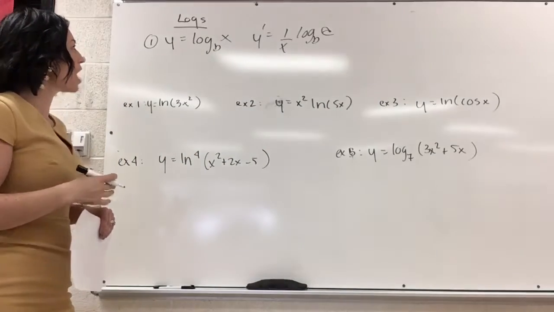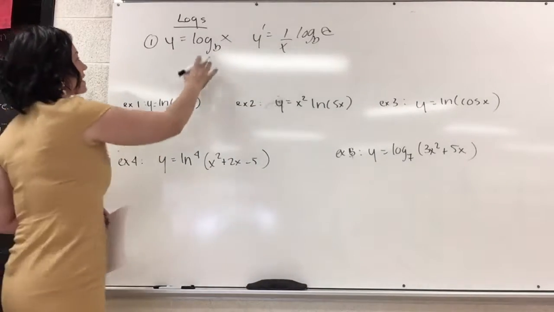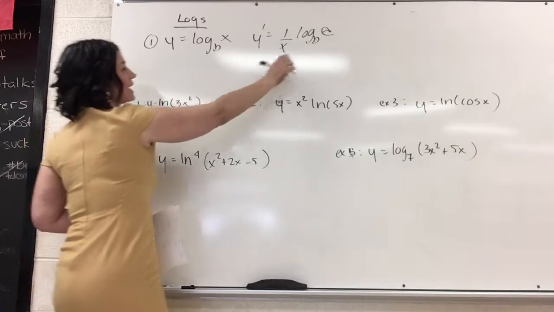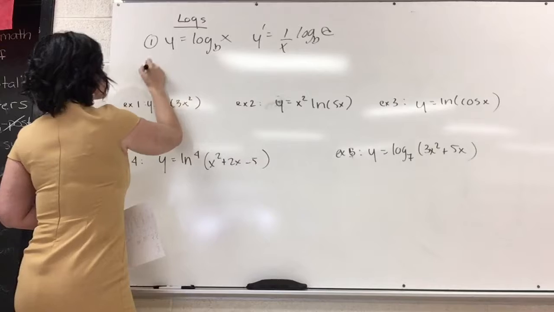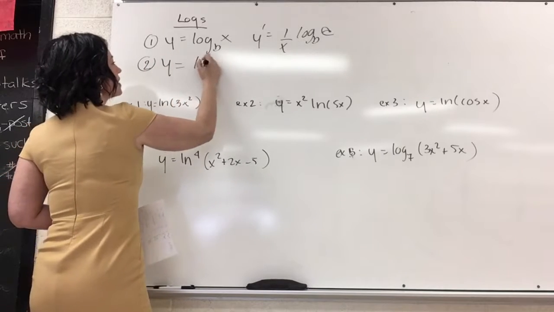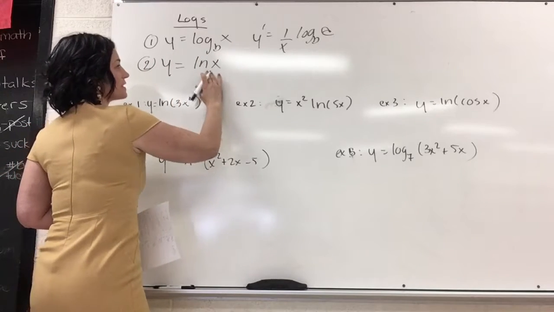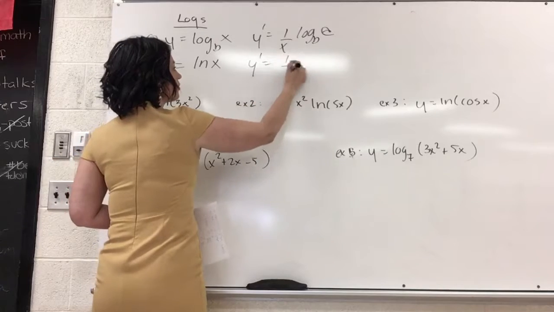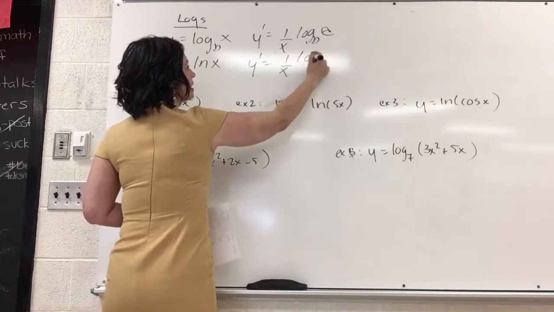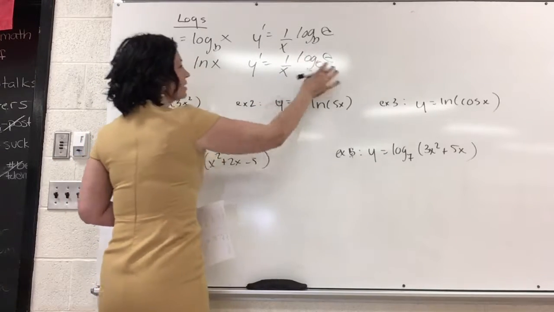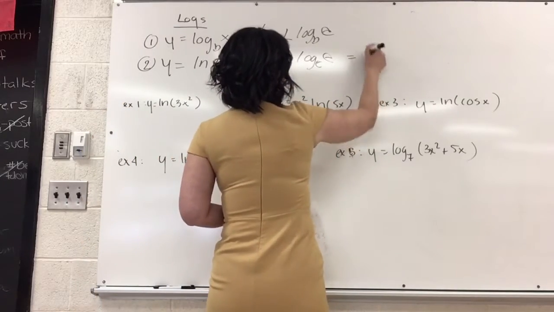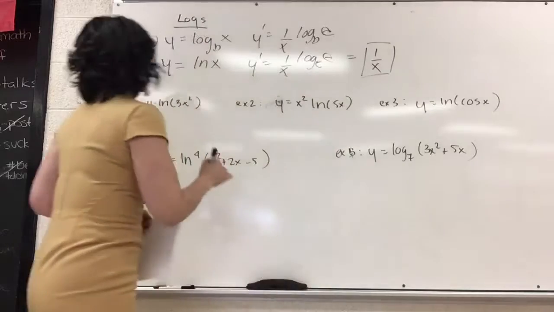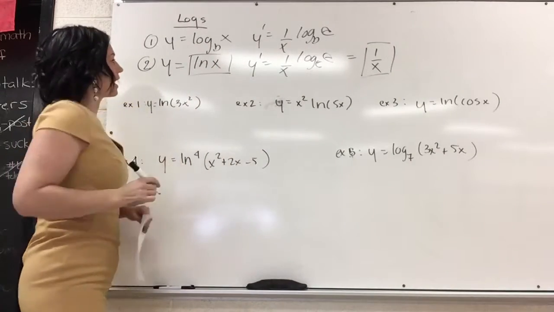Now, more often than not, what we're actually finding the derivative of is log base e, which is a natural log. So the second rule: y equals the natural log of x. To find the derivative of the natural log of x, it's just 1 over x. Same rule here, except the base is e, log e. Well, log e is 1. So the derivative of natural log is 1 over x, okay?